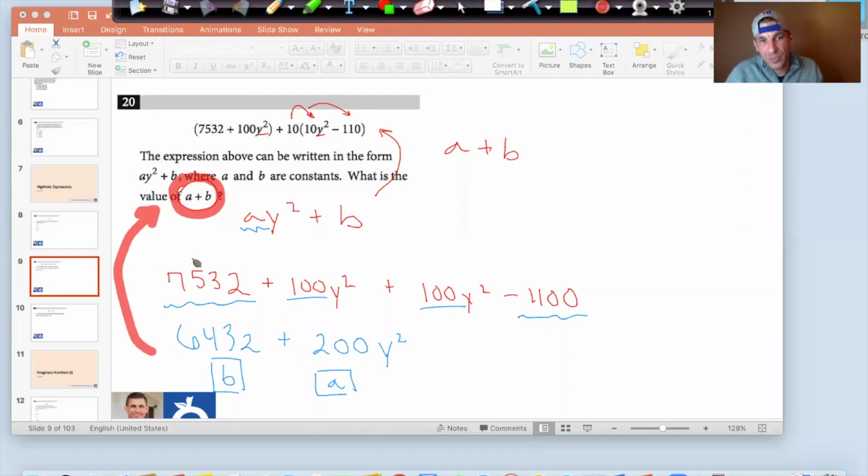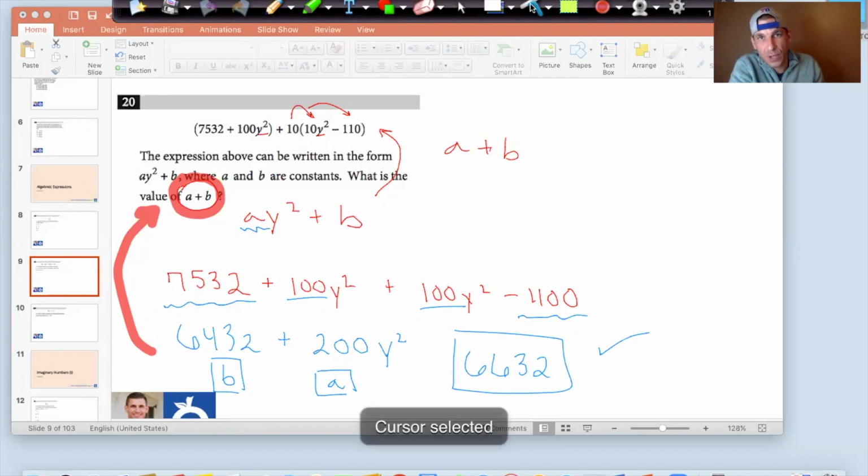And this says a plus b. So a plus b in this case is going to be 6,632, right? If I add these together, if I take my 200 and I combine it here, it's going to be 6,632. And that should be my answer, all right? So interpreting this type of problem for what they're giving you and not making little mistakes.